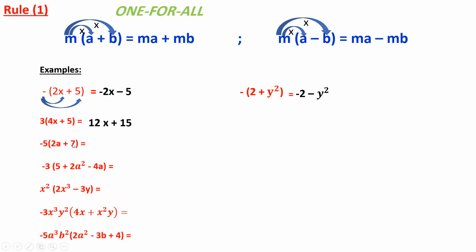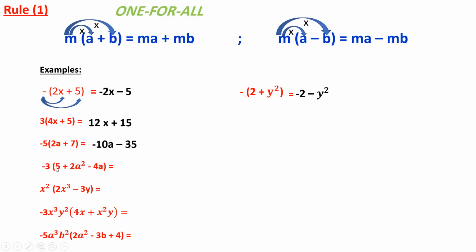Now the parenthesis is multiplied by a coefficient, a sign with a number. So the parenthesis is multiplied by negative 5. Negative times positive is negative. 5 times 2 is 10, and we keep the variable a. So our answer is negative 10a. Now negative 5 is multiplied by positive 7. Negative times positive is negative. 5 times 7 is 35. So this is our answer.